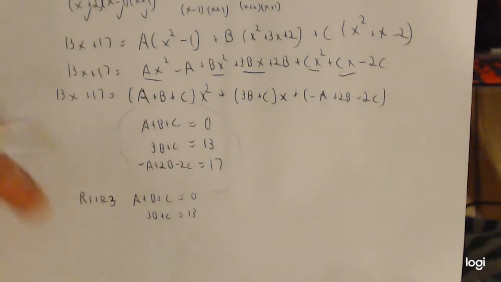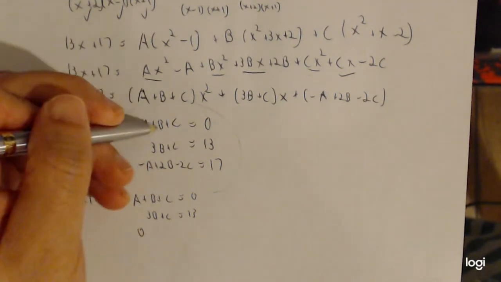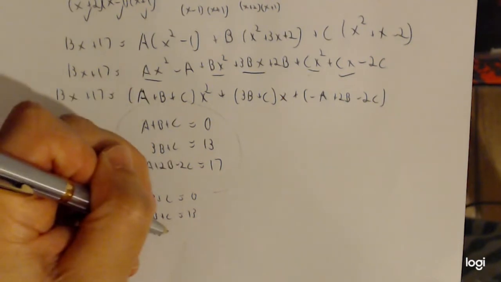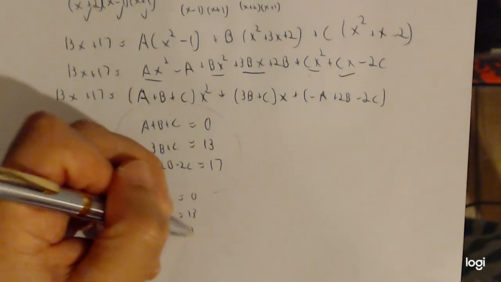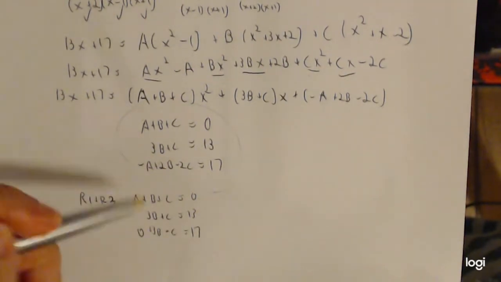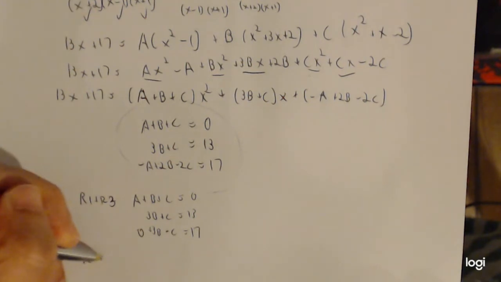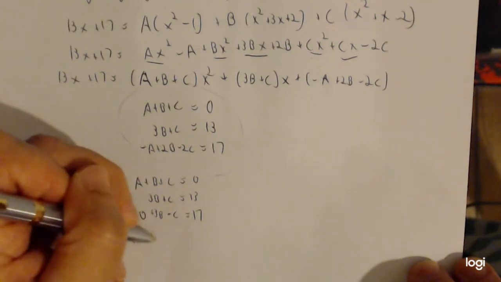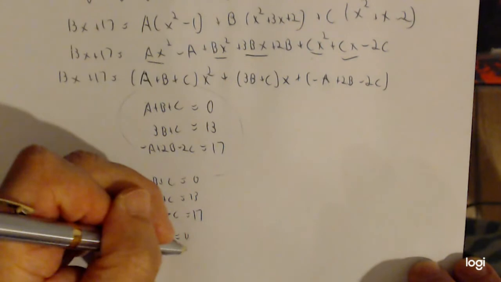Sorry, this is supposed to be row 1 plus row 3, not row 1 plus row 2. All right, so that'll zero out, and then b plus 2b becomes 3b, and then c minus 2c becomes minus c, and then 0 plus 17 is still 17. And then what do I notice? Row 2 and row 3 are the same, so I'll just say negative row 2 plus row 3. And if I add that, what do I get? I get a plus b plus c equals 0, 3b plus c equals 13.